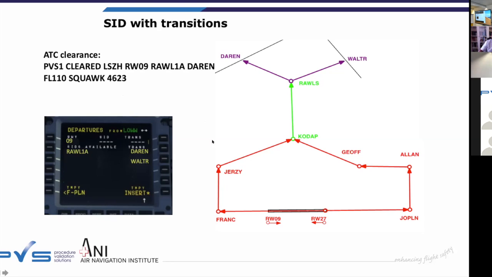You would start selecting a runway, which defines the runway transition, in this case 09, which means you're starting here. Which means as well, it is the only way to get to CODA is the red line. So we have a definition for runway transition from runway 09 to CODA. Then you say it's the RALS 1 Alpha, which defines the common SID, which is this one. And then you select the en route transition, which can be either Darren or Walter. In this case, you would select Darren. That's it, done.